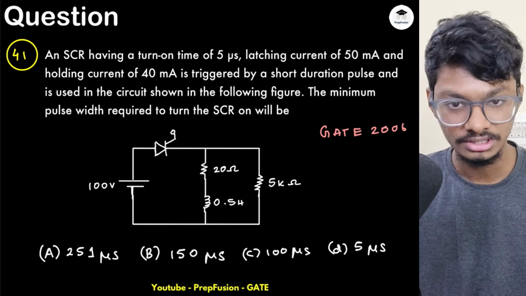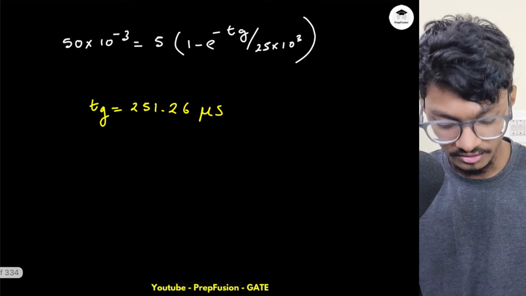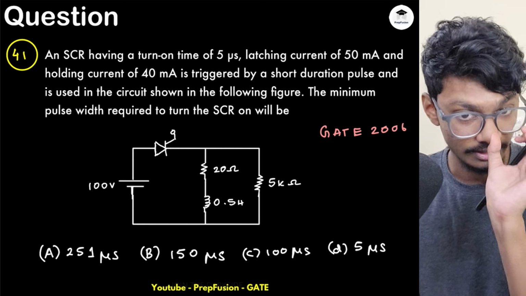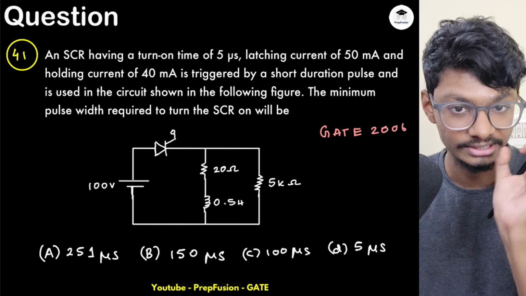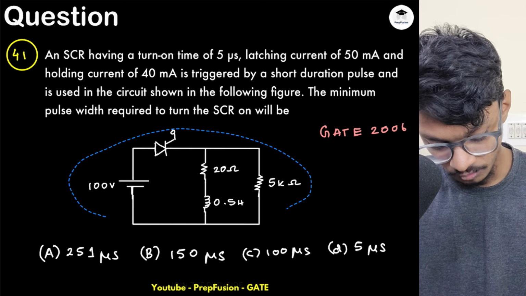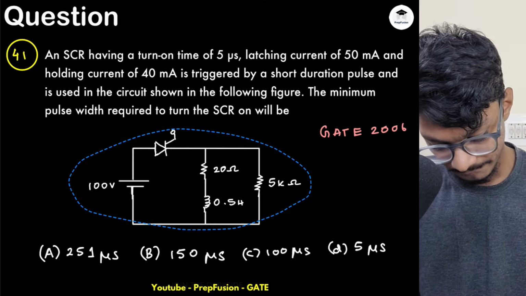It's the same question I have just solved. I have to find the current equation, equate it with the latching current, and only if I apply the pulse width for that amount of time will the SCR be in on state. So I have to assume that the SCR is in on state.